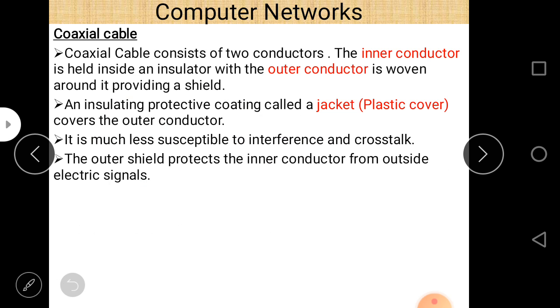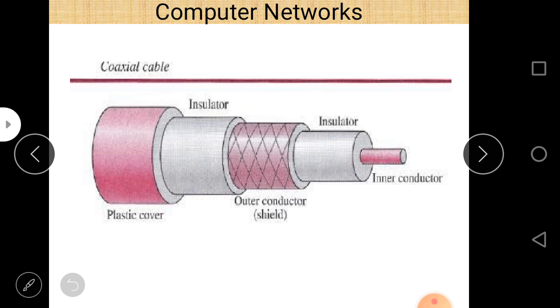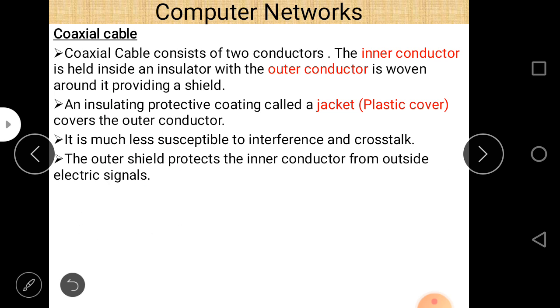An insulating protective coating called a jacket, a plastic cover, covers the outer conductor. It is much less susceptible to interference and crosstalk. The outer shield protects the inner conductor from outside electric signals. Now this is a very important point. Why is the outer shield required? The outer shield is required to protect the inner conductor from outside electric signals.